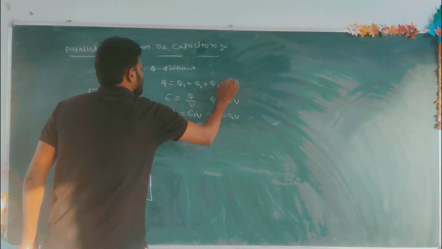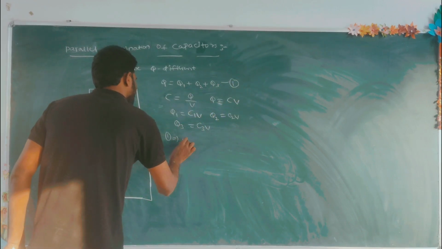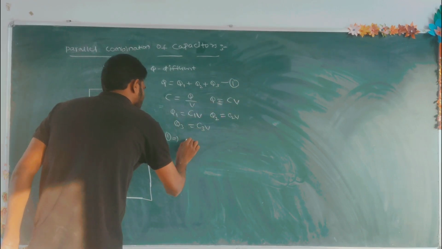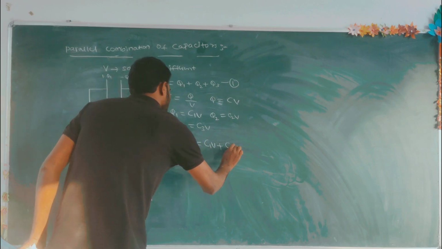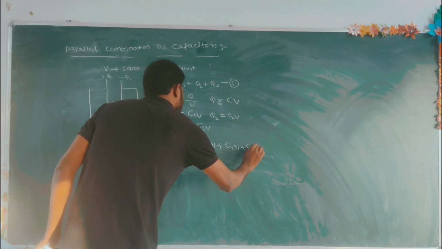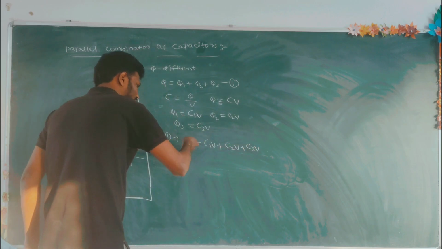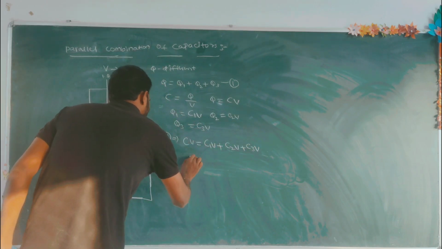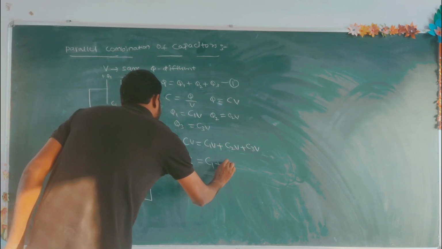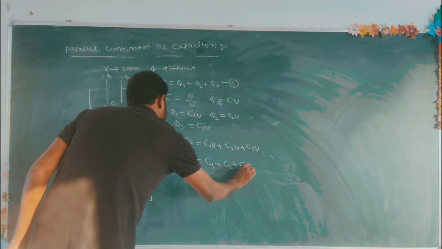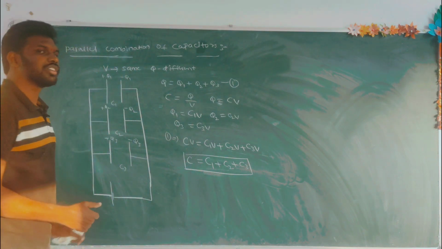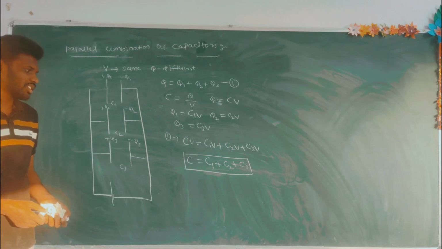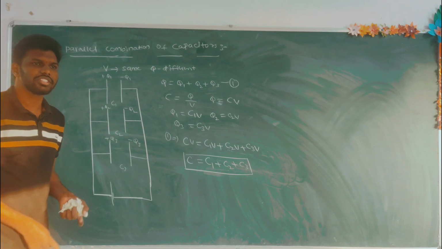Substitute all these values in the above equation, equation 1. Equation 1 implies Q equals CV, so CV equals C1V plus C2V plus C3V. Take V common, that V gets cancelled out and we are left with C equals C1 plus C2 plus C3. This is the parallel combination of capacitors. Equivalent capacitance equals C1 plus C2 plus C3.